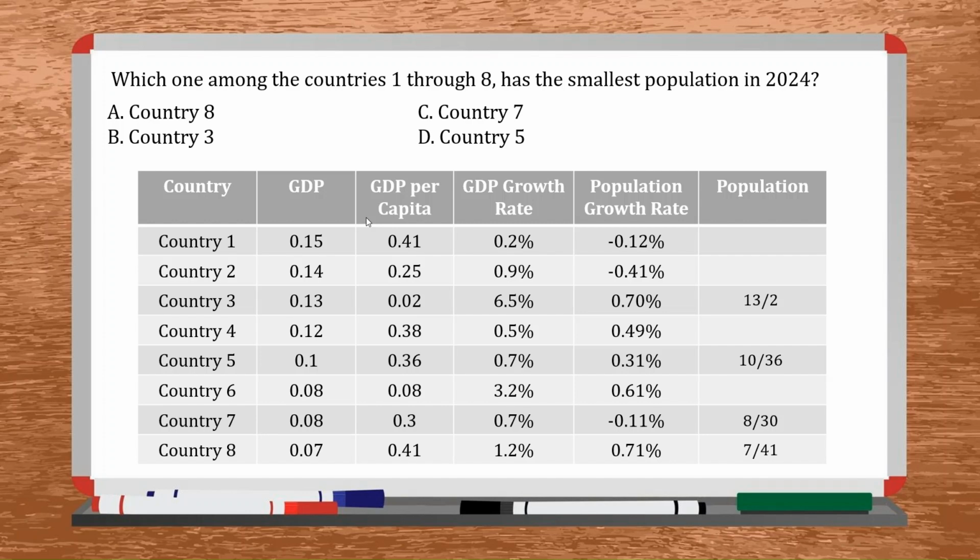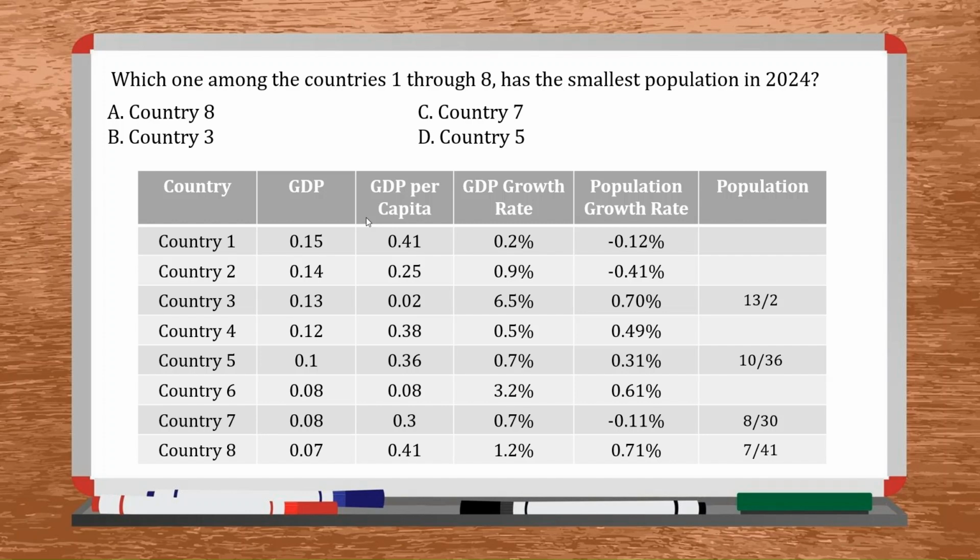For country 3, the population definitely is more than 1, which is not the smallest. So we can ignore country 3. For country 5, it's 10 by 36. 9 out of 36 is exactly 25%, and 12 out of 36 is 33%. So definitely 10 by 36 is going to lie between 25 and 33%. And since this is closer to 9 than to 12, I can say this is going to be close to 26 or 27%. So I'm not going to calculate the exact value.